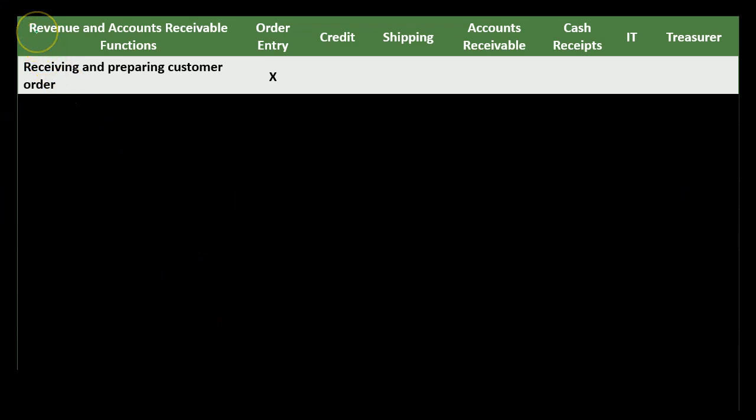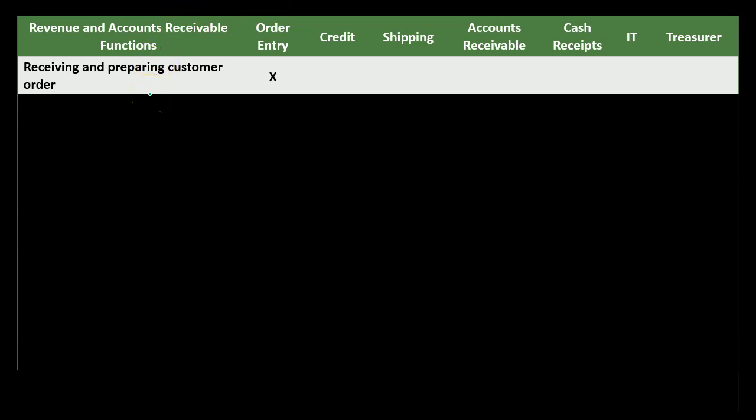So here's going to be our table. We've got the revenue and accounts receivable function on the left column. And then we're going to have the entities or the parts of the organization that will be involved in it, including the order entry, credit, shipping, accounts receivable, cash receipts, IT, and the treasurer. So these are the people or places within the organization that will be involved in the processing of these functions, and we're going to see the separation as we go.